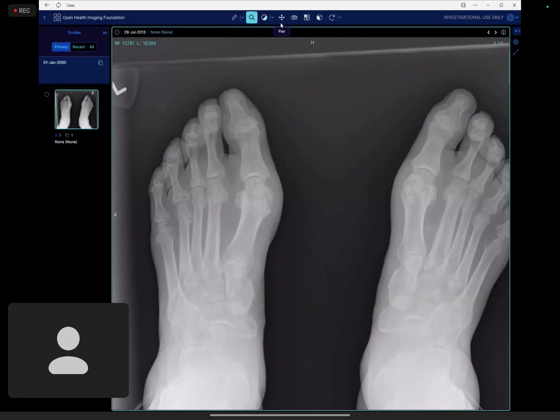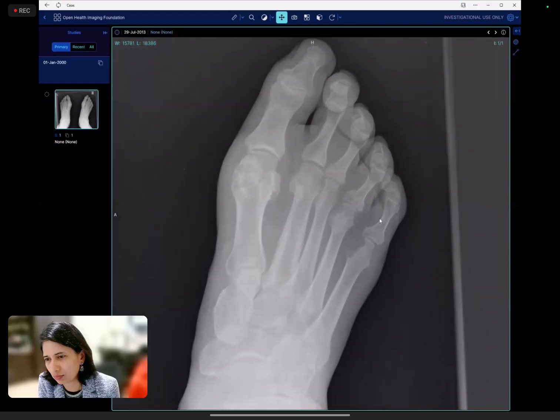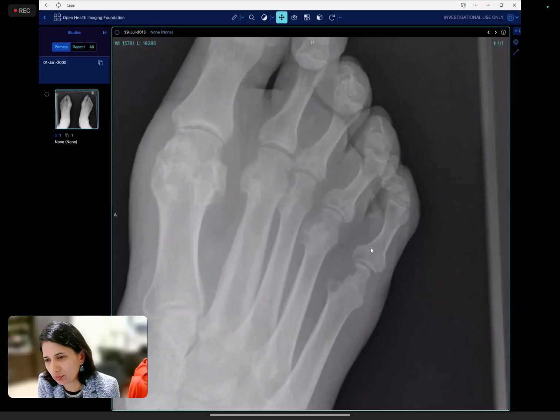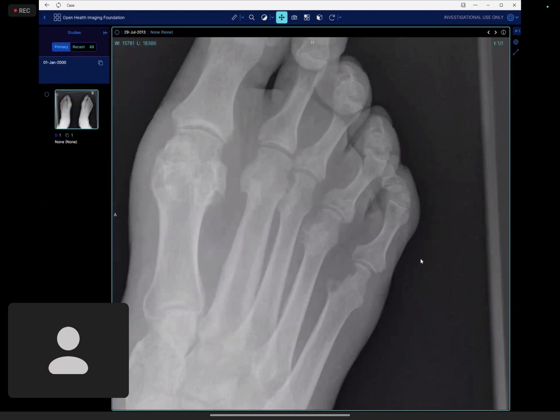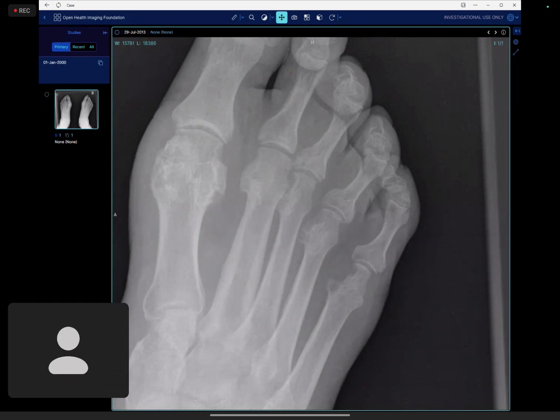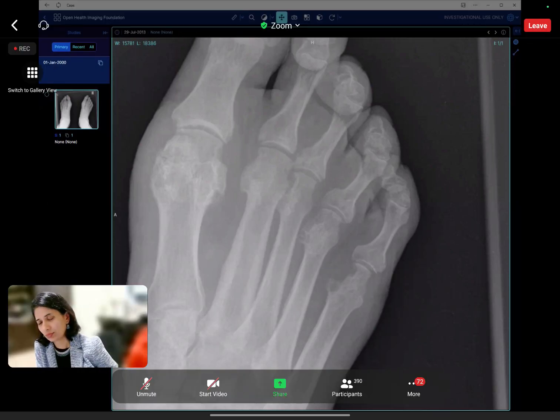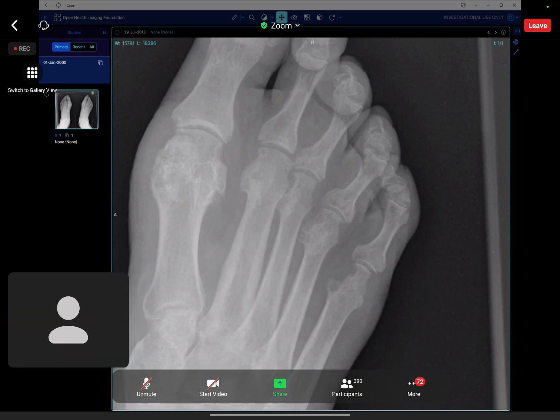Similar findings are also seen in the right fifth metatarsal head and also in the fourth metatarsal head. Yeah, third, fourth, and fifth metatarsal heads. So based on these findings of juxta-articular erosions with overhanging edges and soft tissue swelling, I would think of a crystal deposition disorder, something like gout, as my top differential.